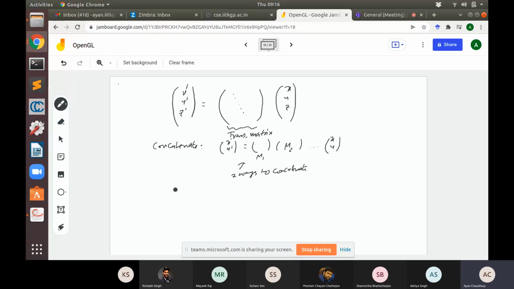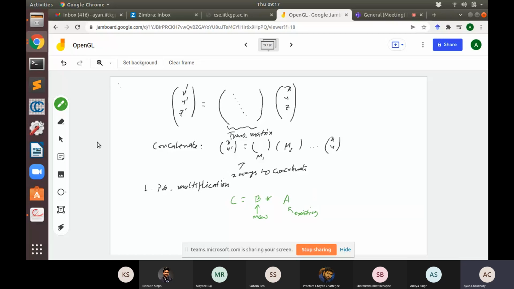Okay. The first one is pre-multiplication. So in the pre-multiplication, what happens? So let's say this is your existing matrix, A, and you are trying to get a new matrix B. So this is your new matrix, and you're trying to get to C. So C should be B multiplied by A.